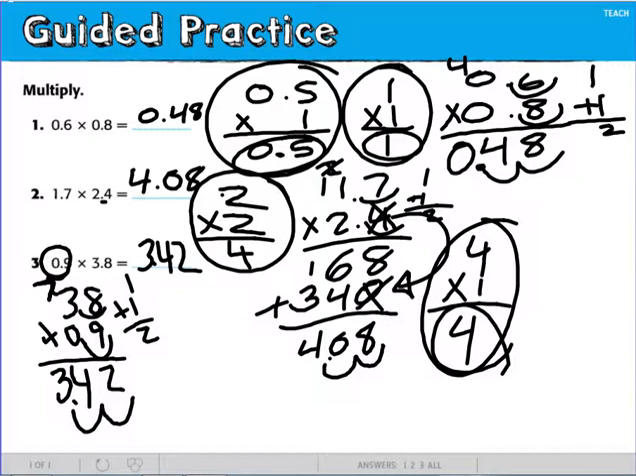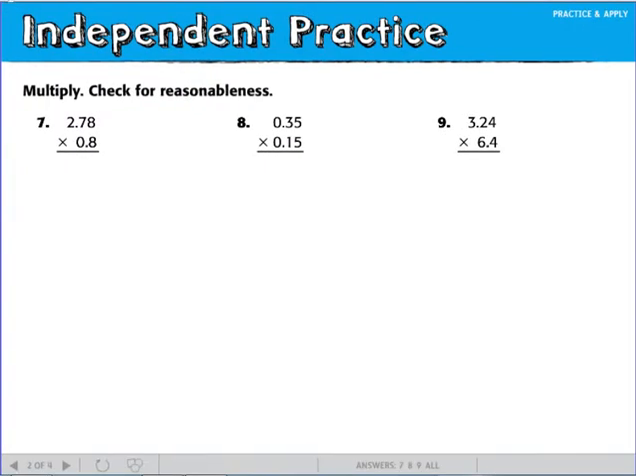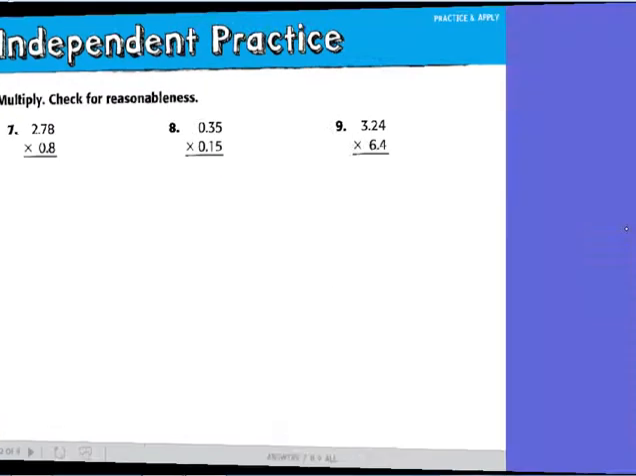So, tonight for homework, you're going to work on 405 and 406, and you're going to go to number 21. Okay? So, your first set of questions says multiply, check for reasonableness. That is exactly what we just did. When we get into our word problems, things are a little bit different, but not much.